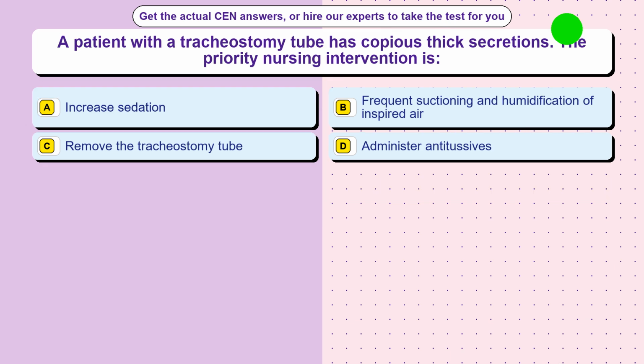Question 69. A patient with a tracheostomy tube has copious thick secretions. The priority nursing intervention is Option A, increase sedation. Option B, frequent suctioning and humidification of inspired air. Option C, remove the tracheostomy tube. Option D, administer antitussives.